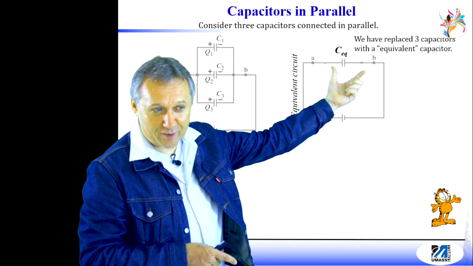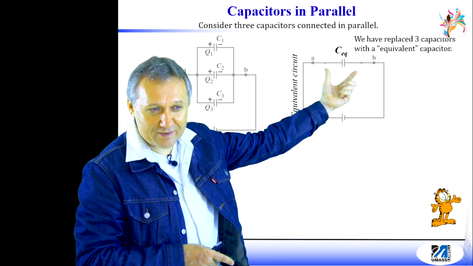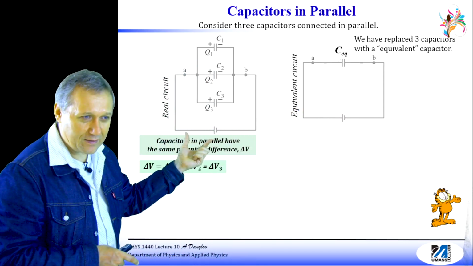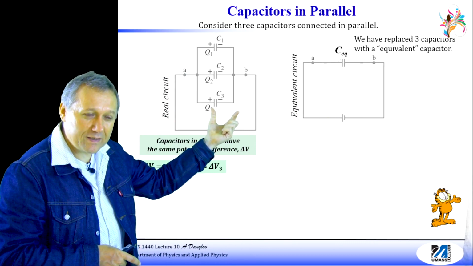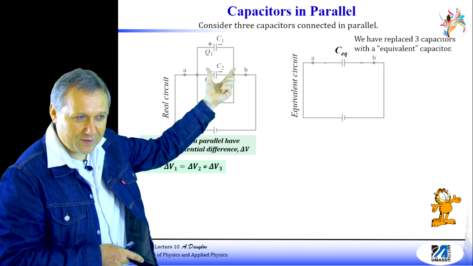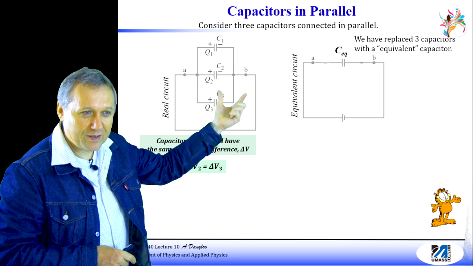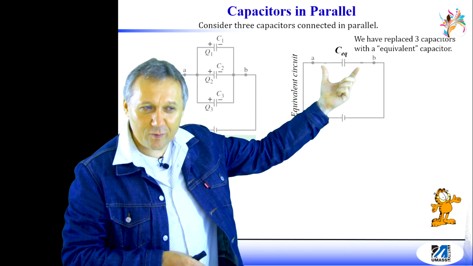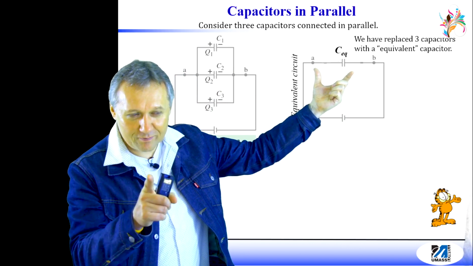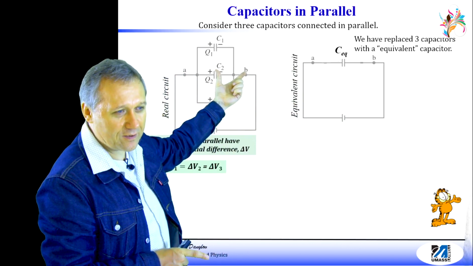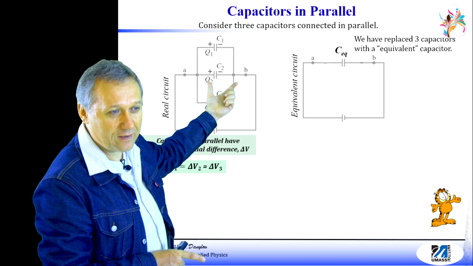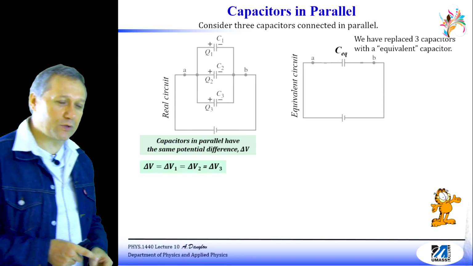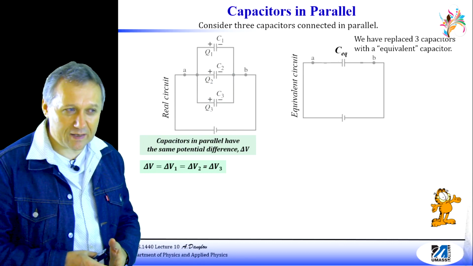And now in this equivalent circuit, all this potential difference is across C equivalent. So potential difference across the equivalent capacitor is exactly the same as the potential difference across this, across that, and across all these three capacitors. So now we can say that the potential difference across an equivalent capacitor equals the potential differences across capacitors connected in parallel. We are going to use this important piece of physics analyzing the circuits.